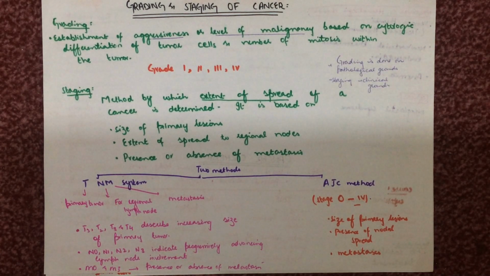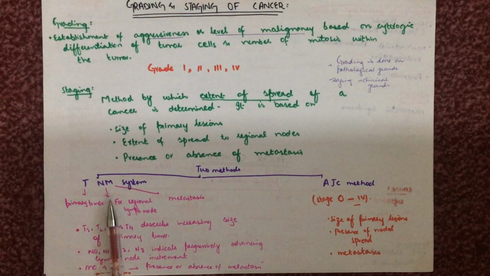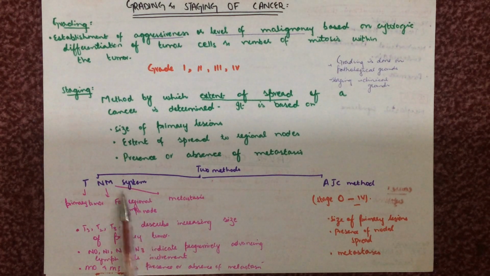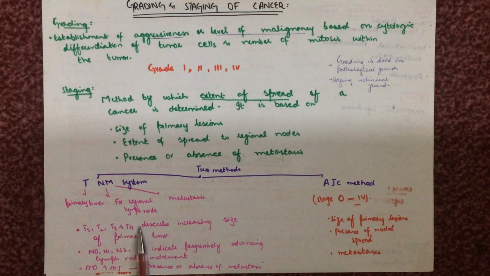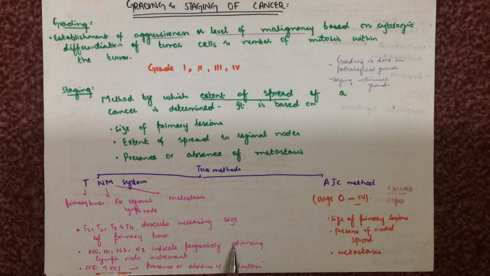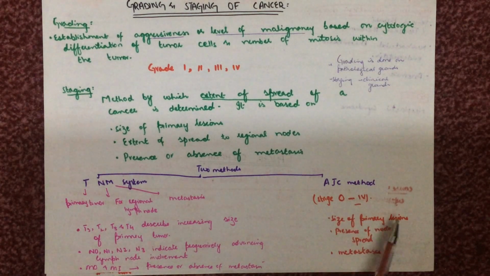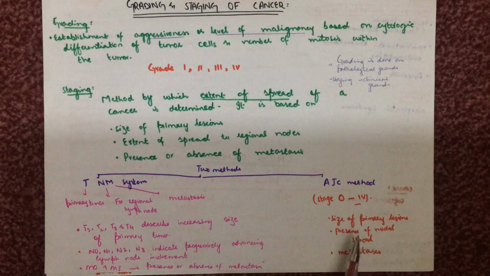Two methods are there. One is called TNM system. T is for primary tumor, N is for regional lymph nodes, and M is for metastasis. T1, T2, T3, T4 describe the increasing size of primary tumor, while N0, N1, N2, and N3 indicate the progressively advancing lymph node involvement. M0 and M1 are there, that will indicate the presence or absence of metastasis. And AJCC method is there. It involves the stage 0 to 4, size of primary lesion, presence of nodal spread, and metastasis is there.